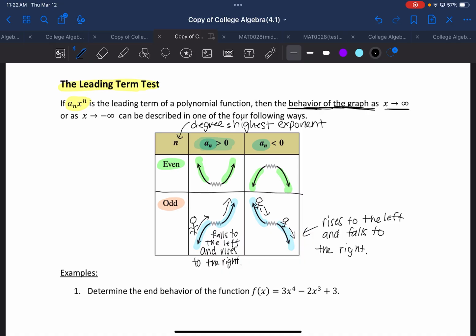It's not always going to be lined up right in the equation, right? Correct. Sometimes they can put it out of order. You just have to know that the leading term is always the one with the highest exponent.